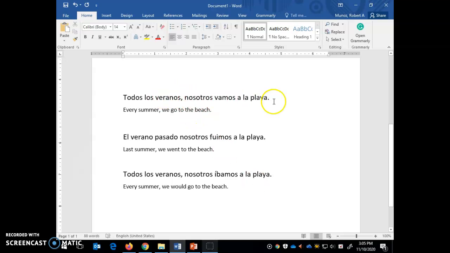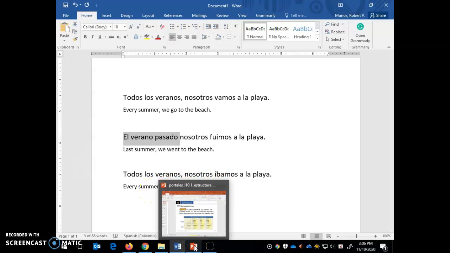So we have the present situation, and we have our simple past situation, which has a clearly marked time indicator, last summer, el verano pasado. And the imperfect past is imperfect because it doesn't have a precise time indicator or time limit. Every summer. How many summers were those? Many summers. We can't really tell which one exactly. So this is an indicator of the imperfect.